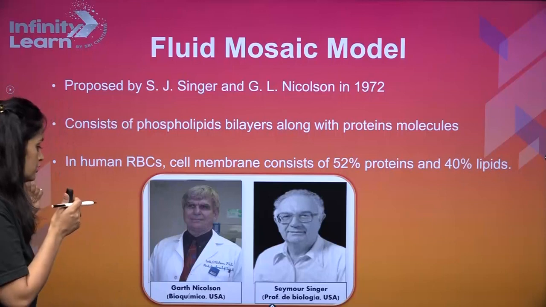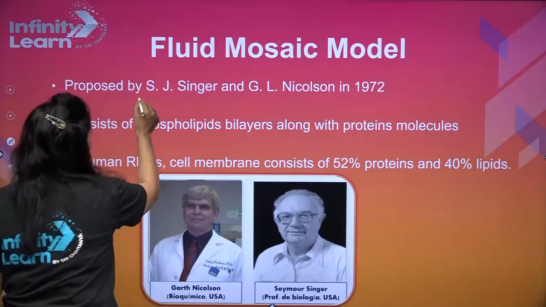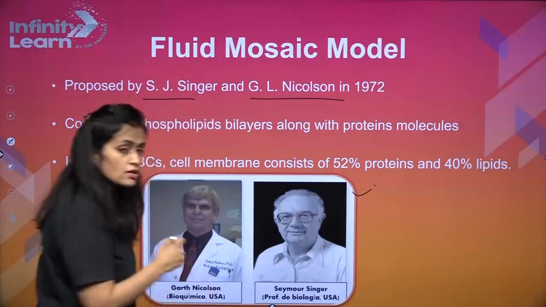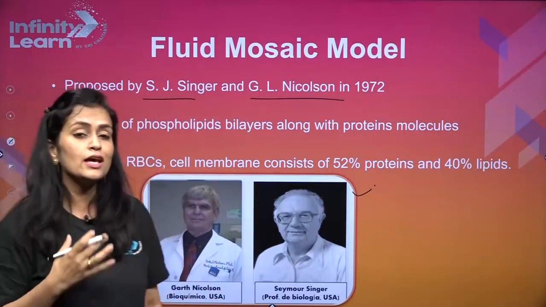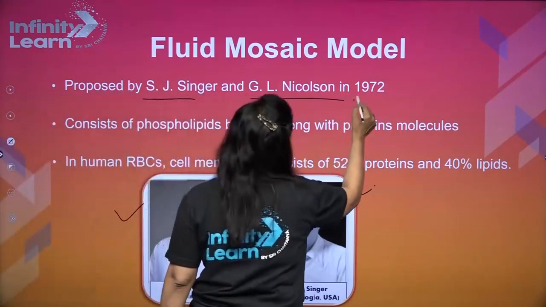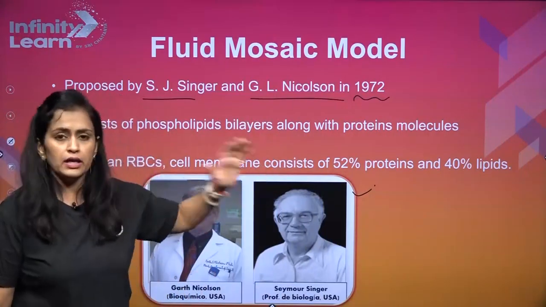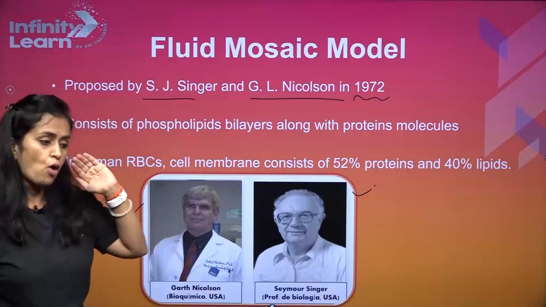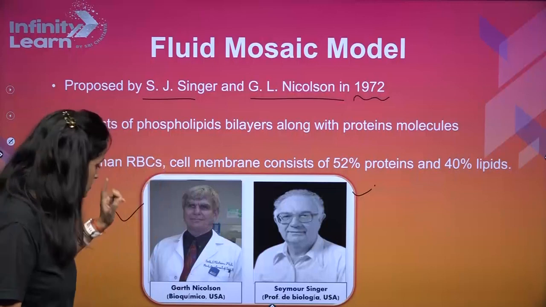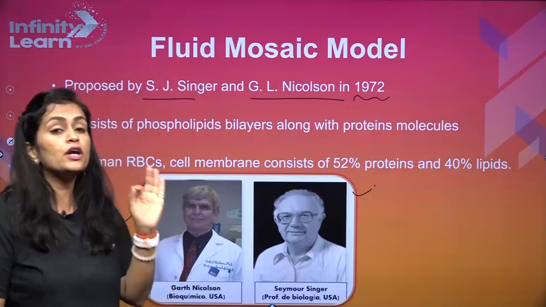Now, there were these two guys, Singer and Nicholson. S.J. Singer and Nicholson. Very important names to remember in biology because these two scientists have actually explained to us the structure of the plasma membrane in the year 1972. Well, there were many theories given, many models were proposed. It could be a sandwich model, it could be some other model, but Singer and Nicholson were the first ones to tell us it is a fluid mosaic model.